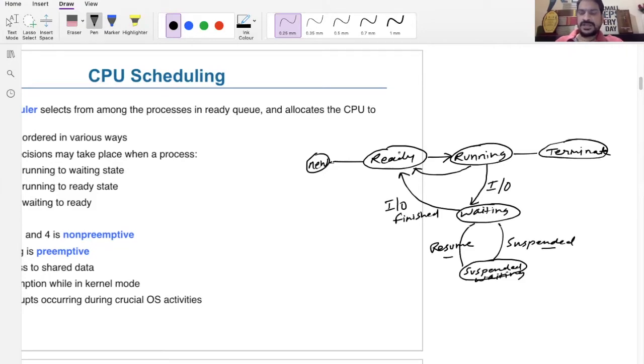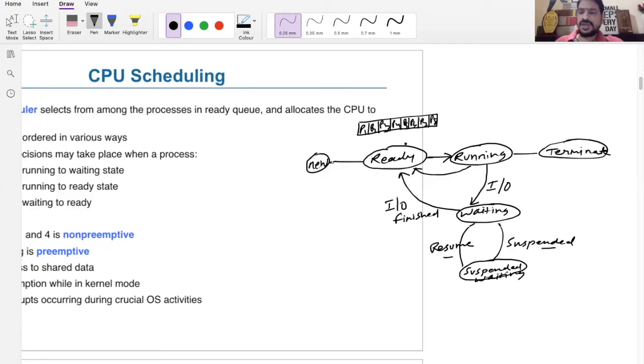So from the ready state to the running state, who is taking the process? We have a short-term scheduler whose responsibility is to choose any process which is there in the ready state, or you can say in a ready queue. So here we have a queue in which we have different processes. Let's say this is P1, P2, P3, P4, P5, P6, P7, P8. Let's say we have 8 processes.